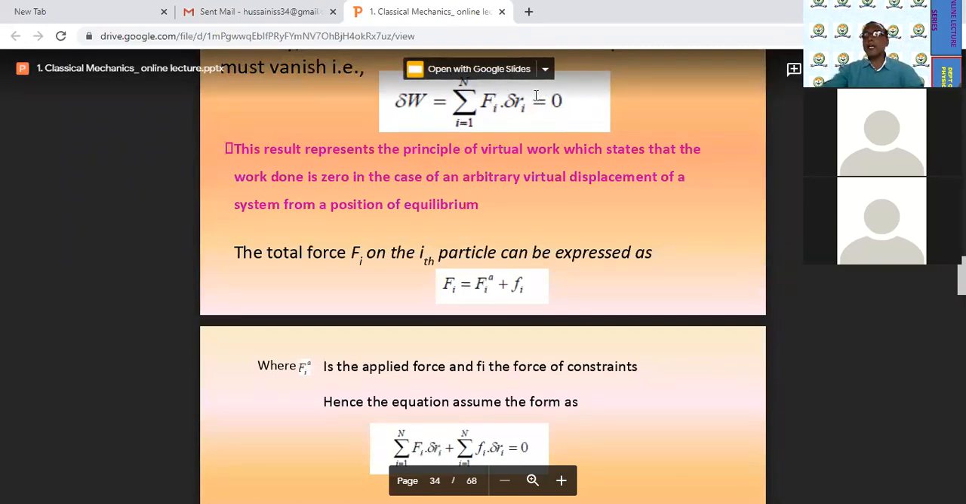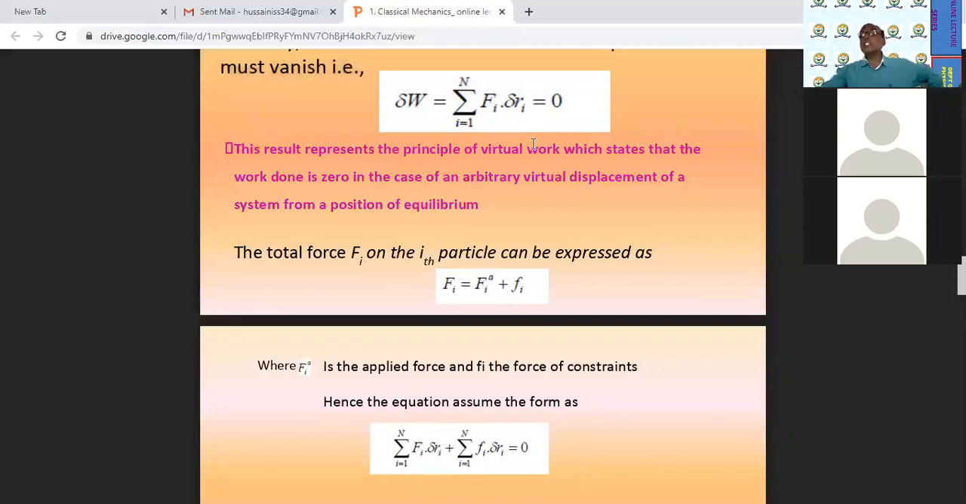This equation, अगर आपको MCQs में पूछा जाए कि what is the principle of virtual work, प्रिंसिपल ऑफ वर्चुअल वर्क का MCQs क्वेश्चन अगर रहा तो, delta W, यानी कि total work done by the system of particles, is equal to summation i goes from 1 to n of F_i dot delta r_i equals 0. This is the formula, or this is the principle of virtual work, which states that the work done is 0.